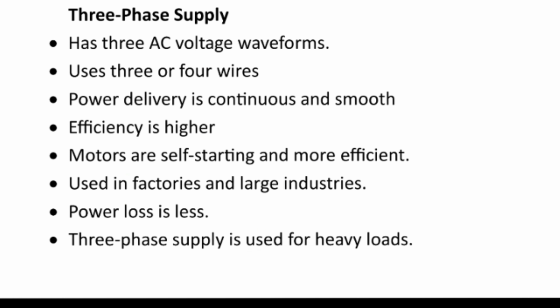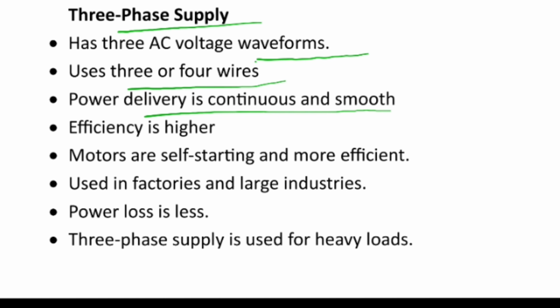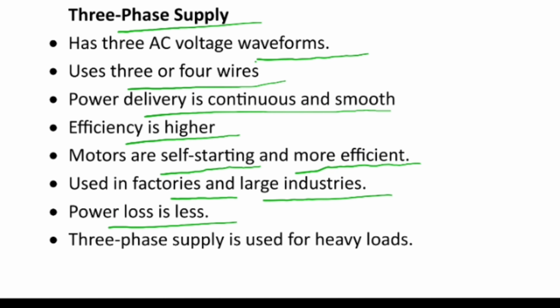Coming to the three phase supply, there are three AC voltage waveforms. It uses 3 or 4 wires. Power delivery is continuous and smooth. Efficiency is higher. Motors are self-starting and more efficient. Used for factories and large industries. Power loss is very less. Three-phase supply is used for heavy loads.